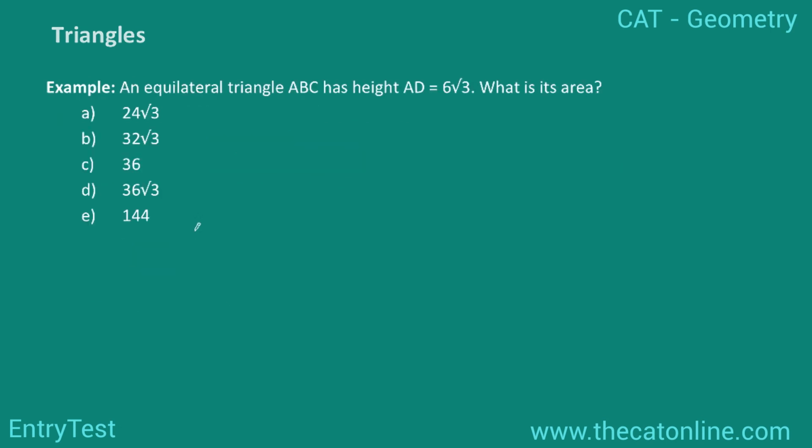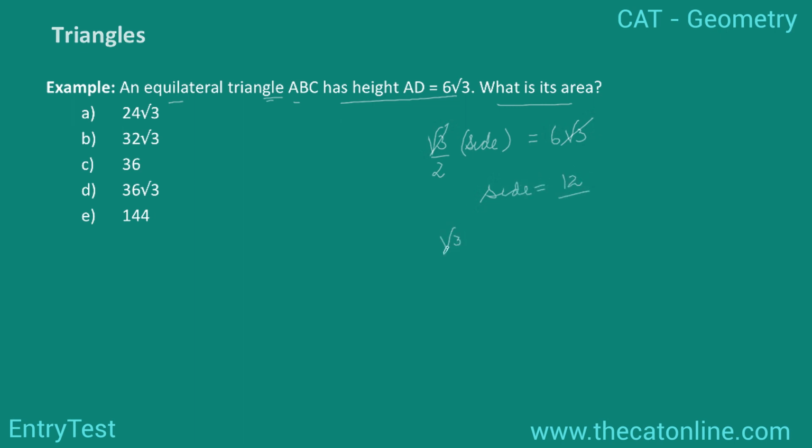Let's look at a question. An equilateral triangle ABC has a height AD equal to 6 root 3. What is the area? Now I know the height of an equilateral triangle is given by root 3 by 2 into side, and that is equal to 6 root 3. So just cancelling this thing out, that means the side of the equilateral triangle is 12.